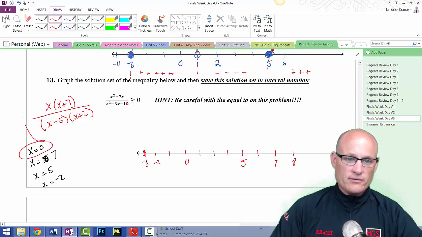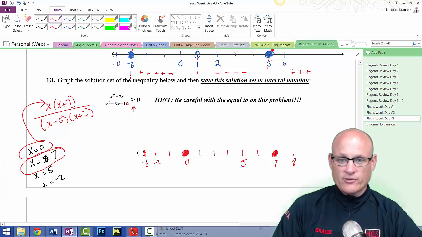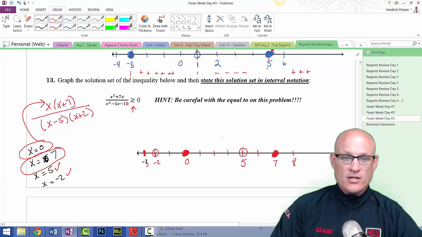0's okay. It makes the numerator equal to 0, and that's fine. And 7's okay. And I have equal to here. So on 0, I'm going to put a closed circle, because that would make this whole fraction equal to 0. And 7 would make this fraction equal to 0. But on the 5 and the negative 2, it can't equal 0. It cannot equal 5, and it cannot equal negative 2, because that would leave my thing undefined. So I actually have 5 testing locations.